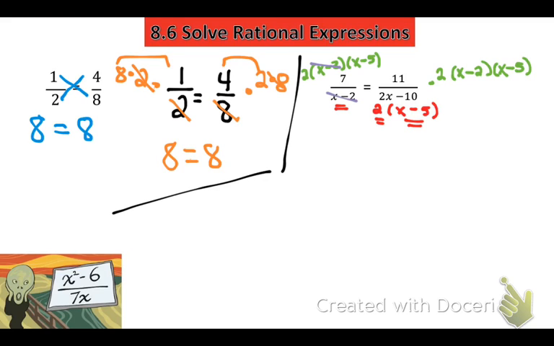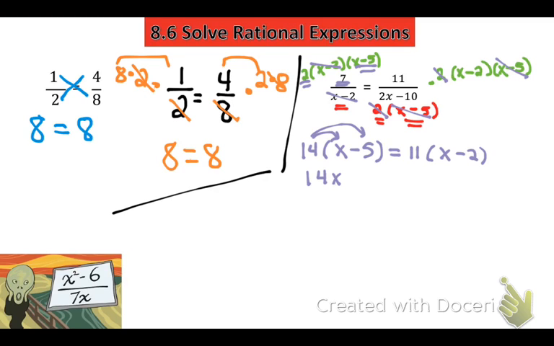So we can cancel out our x minus 2's, and on the right we can cancel out our 2's and our x minus 5's. So we're left with 2, x minus 5, and 7. So that's really 14 times x minus 5 equals 11 times x minus 2. So we're going to distribute: 14x minus 70 equals 11x minus 22. And then we can subtract 11x from both sides.